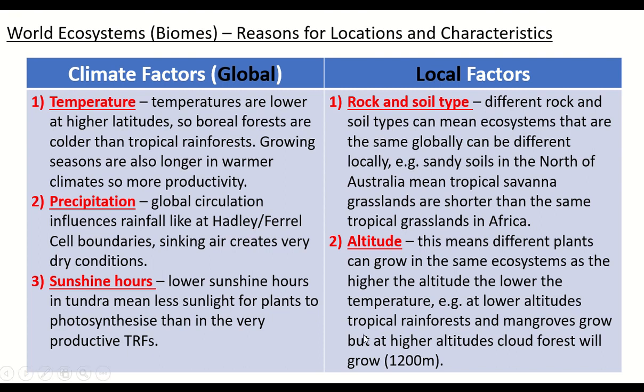That's why you'll find that tropical rainforests or mangroves, which are very productive, tend to grow at lower altitudes. Cloud forests, however, grow at higher altitudes, and you might find them, for example, at around 1200 meters. But again, altitude, rock and soil type can change local characteristics, whereas where you find them globally is mainly to do with climate factors. Okay, so you need to be aware of these climate factors and these local factors.